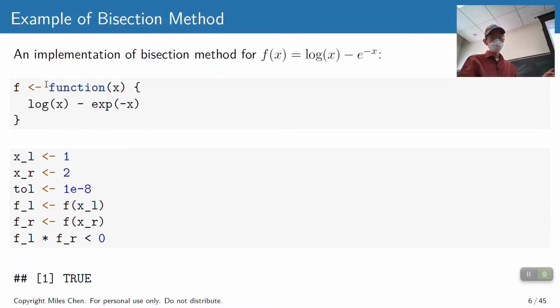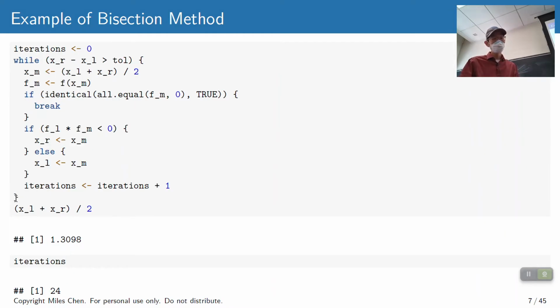And I've already calculated f on the left and f on the right. These exist in the global environment. I'll just pause here and ask, is f at the midpoint equal to 0? And this is all.equal, which means approximately equal. Is it within a machine epsilon of 0? If it is, then we'll break. And if it's not, we'll continue.